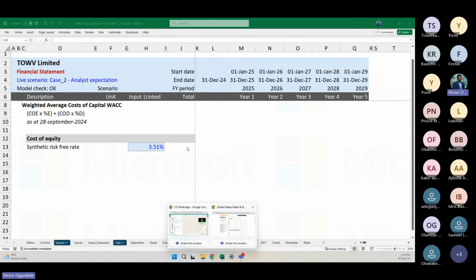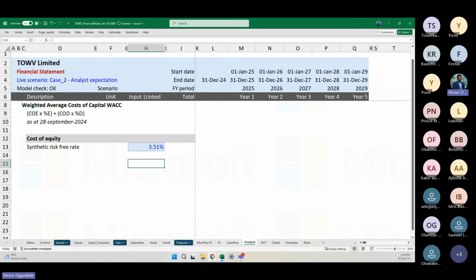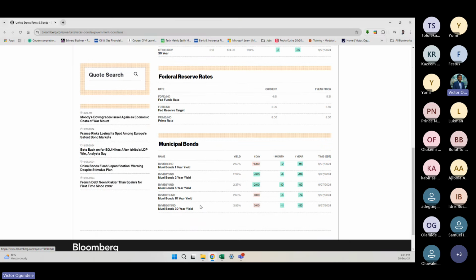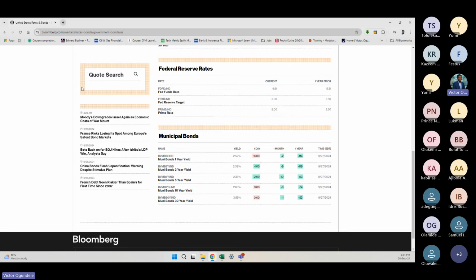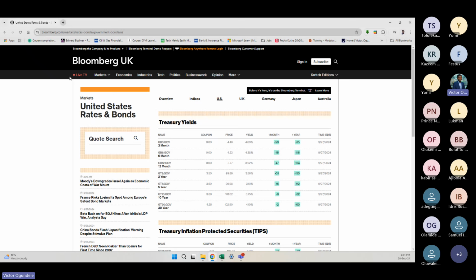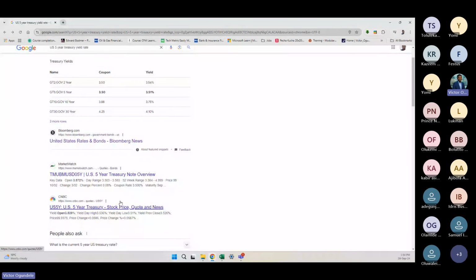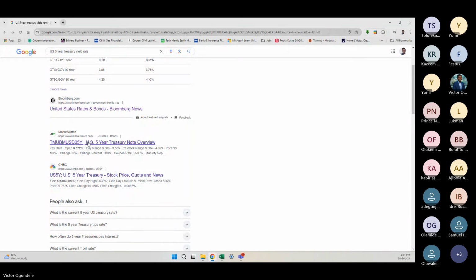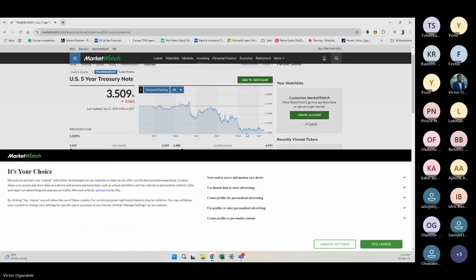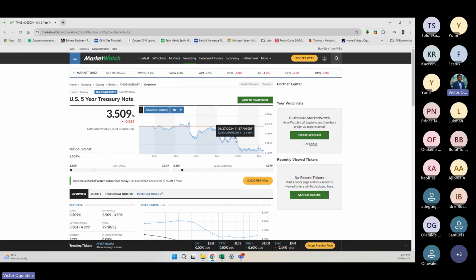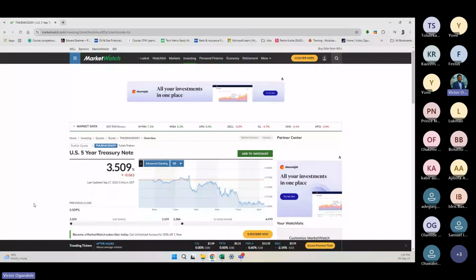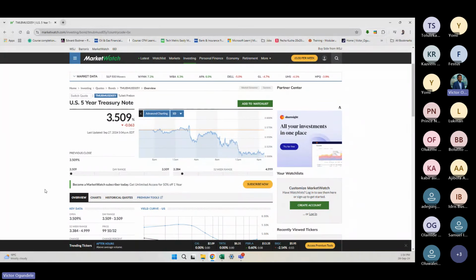If you work in a company where you have a very reliable source, please always use that. We don't usually use these Google search kind of outputs. If you are working in a company that has reliable data sources, it's always good you use that. But Bloomberg is still fine. So 3.51. Let's look at some other sources, like MarketWatch, to see what they're saying. As I said, it's always better you go with your company's source, because most of them are a paid version. Okay, so 3.53.